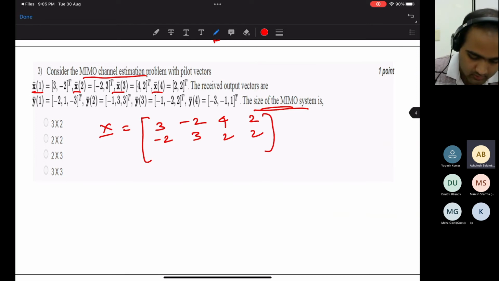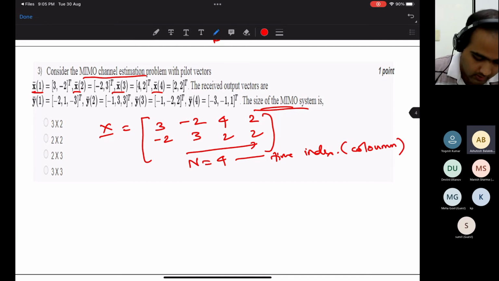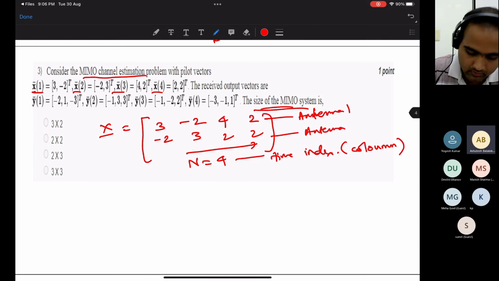So this is my N. N is 4, which is my time index, denoted by the column, and the row is basically this is my transmit antenna 1, and this is transmit antenna 2.